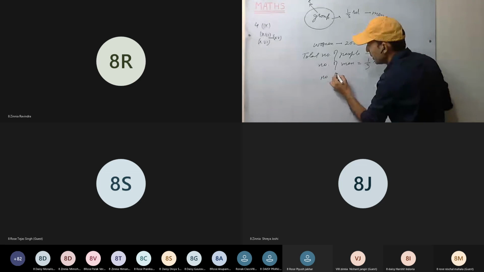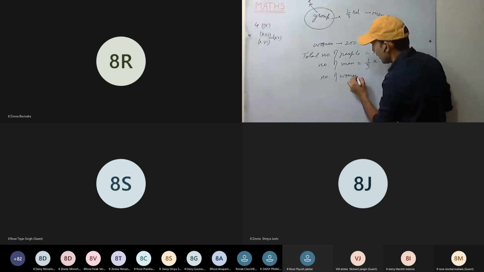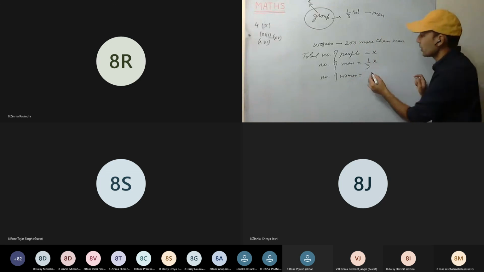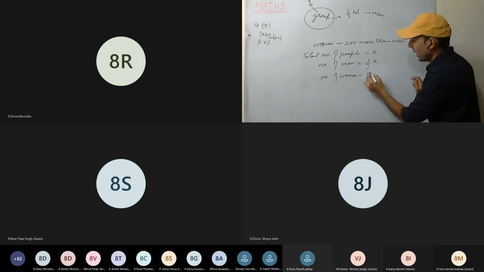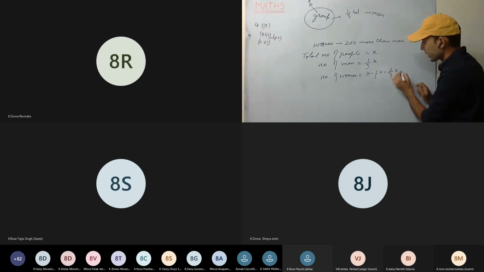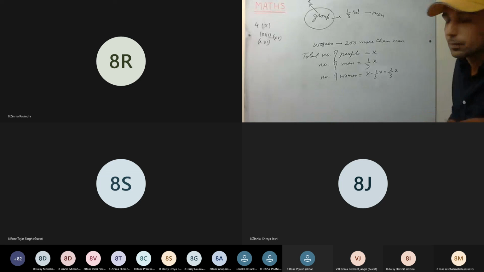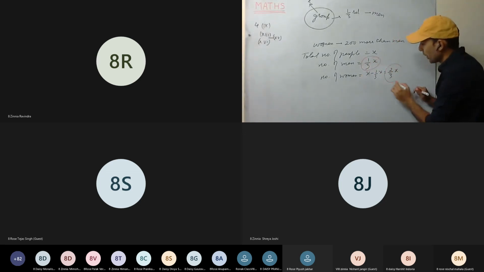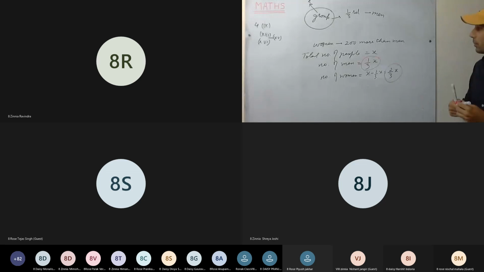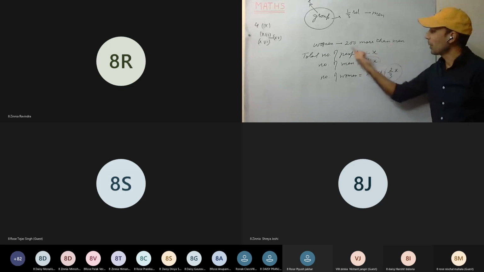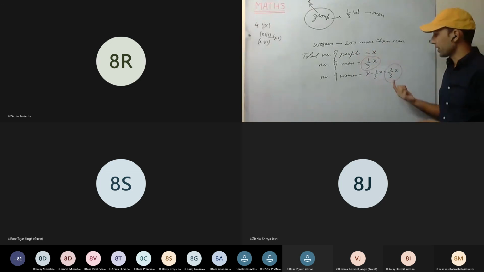And the number of women? 1/3 are men. That means the remaining 2/3 are women. X minus 1/3 X, that is 2/3 X. Is this clear? So the number of men is 1/3 X, the number of women is 2/3 X. Now see here, women are how many? 200 more. Women are 200 more than men.